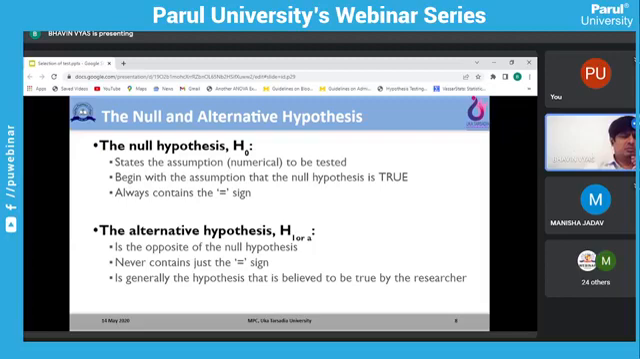In the previous example, I gave that drug A and drug B are equally effective in the treatment of hypertension. Here the alternative hypothesis can be stated in two ways: drug A is better than drug B in the treatment of hypertension, or drug B is better than drug A in the treatment of hypertension. Or, if I want to give only one, drug A and drug B are not equally effective in the treatment of hypertension. I can say it in those terms also. So that is about your alternative and null hypothesis.